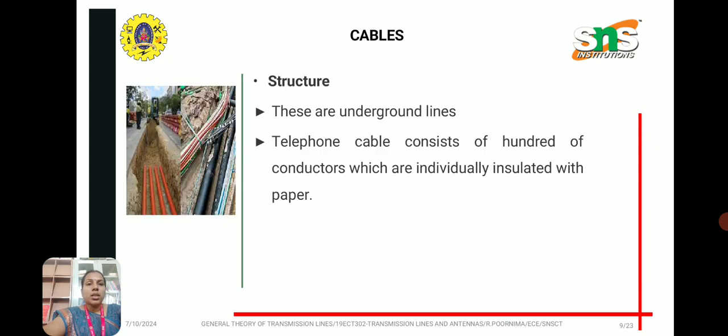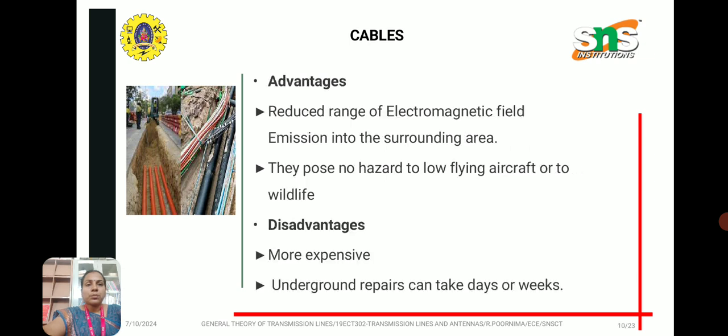Next, cables. These are underground lines. Telephone cable consists of hundreds of conductors which are individually insulated with paper. Advantages of cables: reduced range of electromagnetic field emission into the surrounding area, and they pose no hazard to low flying aircraft or to wildlife. Disadvantages: it is more expensive and underground repairs can take days or weeks.